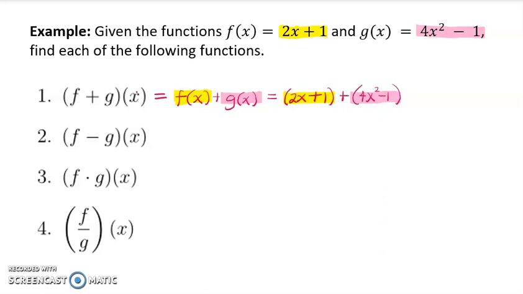So that is just equal to 4x squared. Since there is no similar term to 4x squared, and for the variable with x, that is only 2x, we just copy it. So plus 2x. Then plus 1 and minus 1 becomes 0. So you're just left with 4x squared plus 2x.